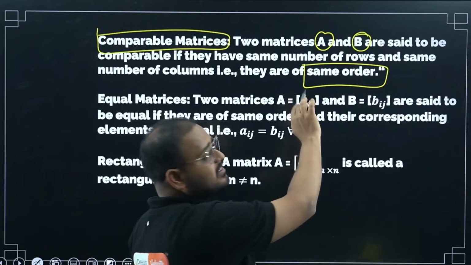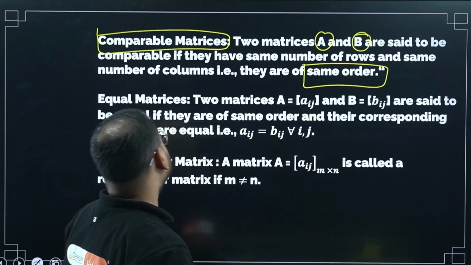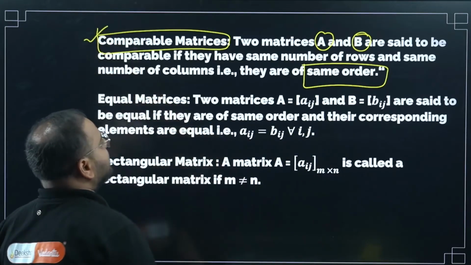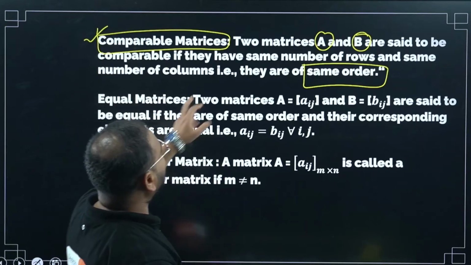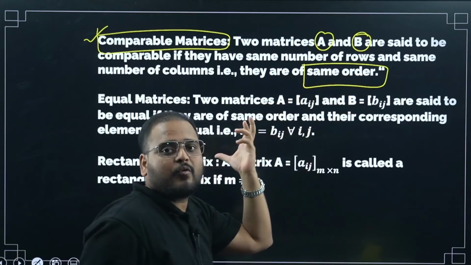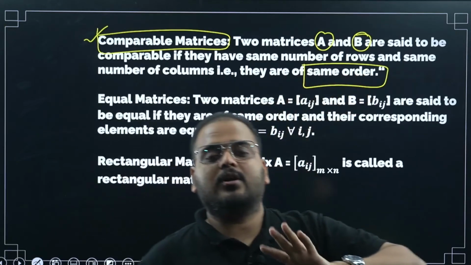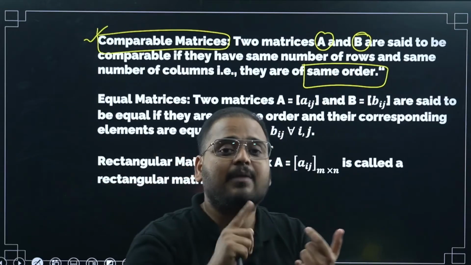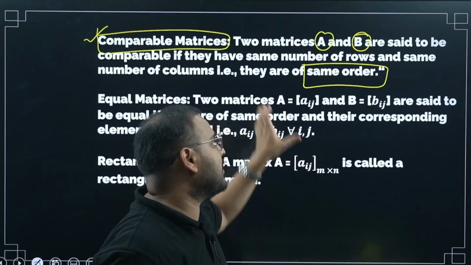If the order of matrix A and B is same, then we can say the matrices are comparable. Matrices are said to be comparable if they have same number of rows and same number of columns, basically meaning same order. Repeat after me please: same order of the matrix has to be there for the matrix to be compared.